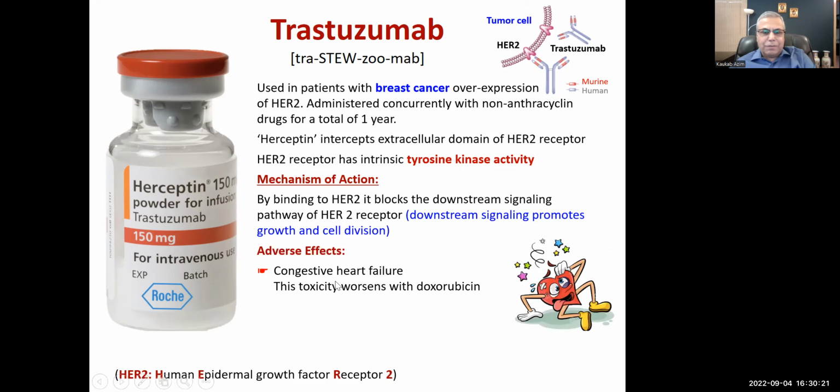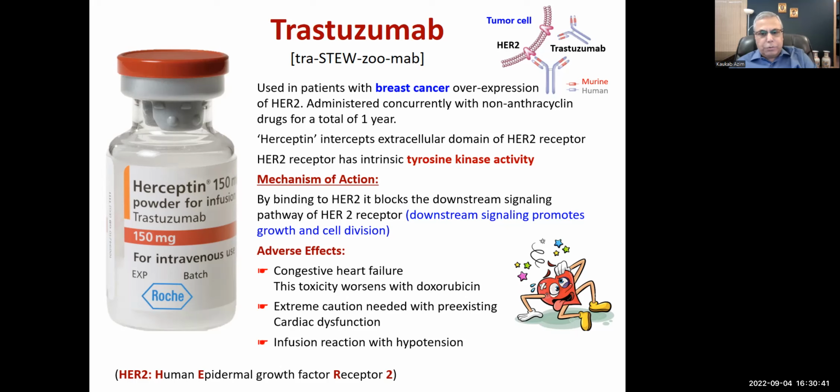Adverse effects: congestive heart failure. This toxicity worsens with doxorubicin, so the combination is not used. Extreme caution is needed with pre-existing cardiac dysfunction. If it's an old woman who has got some compromised cardiac function, then you have to be very careful. Then it could have infusion reactions, and that is a problem with many of these monoclonal antibodies. Hypotension could be there, okay? So that should also be taken into account. And the cost of the therapy is $140,000 per year. See, very expensive treatment.